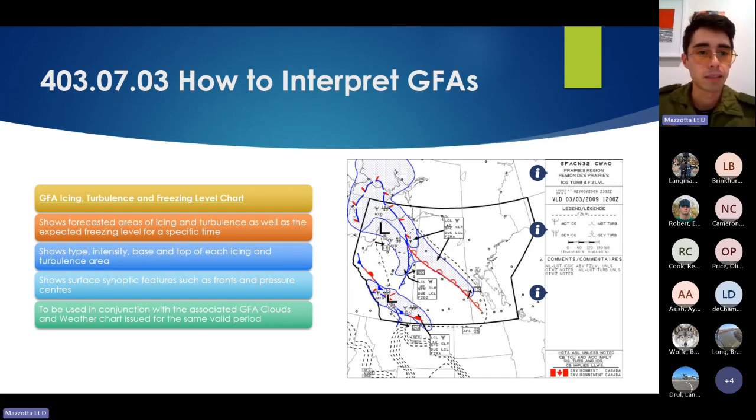Perfect. Okay, so the icing, turbulence, and freezing level GFA shows forecasted areas of icing and turbulence, as well as expected freezing level for a specific time. So it's very similar to a cloud and weather one, except for different things. It's going to show the type of turbulence, including the severity of it and the base and the tops of icing as well.